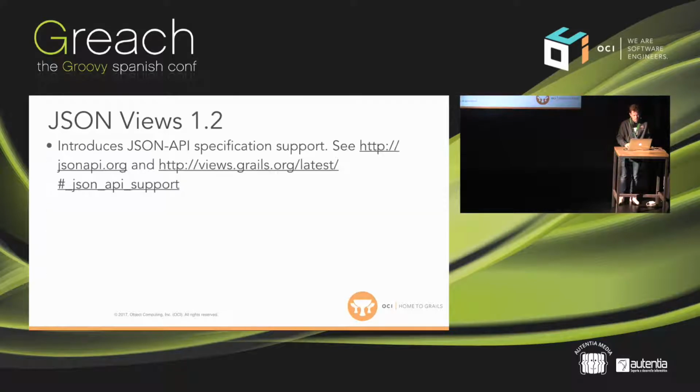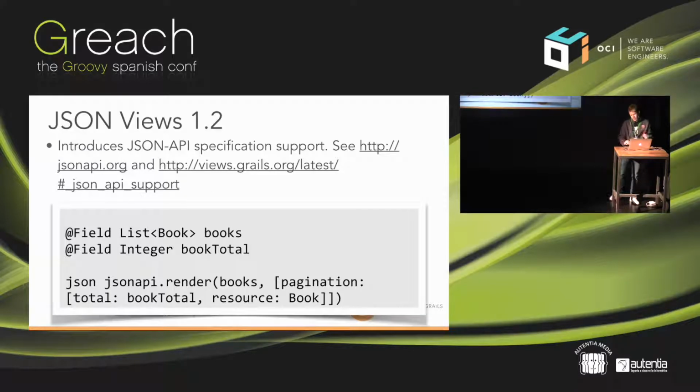It's pretty cool stuff. And we recently just released, I think last week, a release candidate of JSON Views 1.2, which will be the default version for Grails 3.3, which is coming up soon. And this introduces support for the JSON API specification. So we had HAL support, but there's another specification for a standard format for JSON responses called JSON API. The link is JSONAPI.org if you want to read the spec.